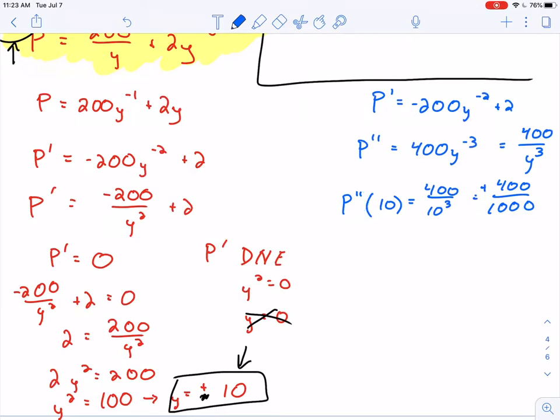What does that mean? Second derivative is positive. This means that my function is concave upward. And that means that, yes, I have a minimum. That's exactly what I wanted. If I had a maximum, I'd be in big trouble.